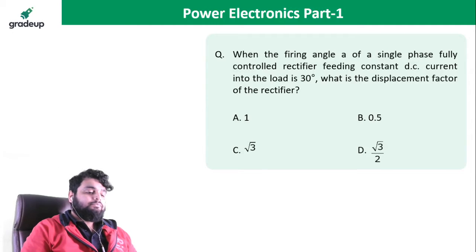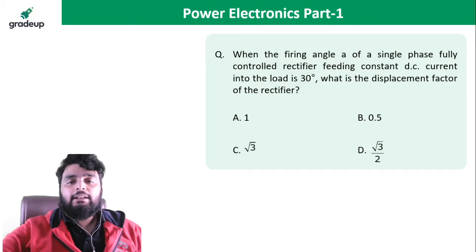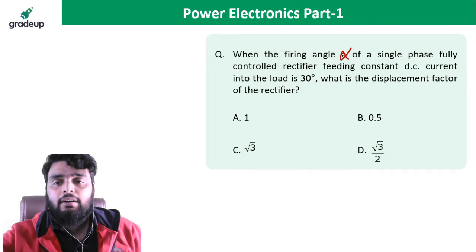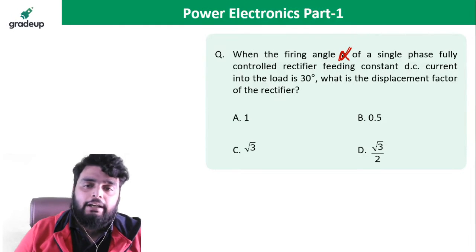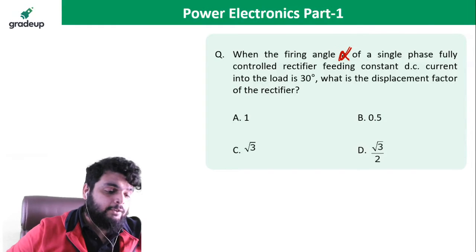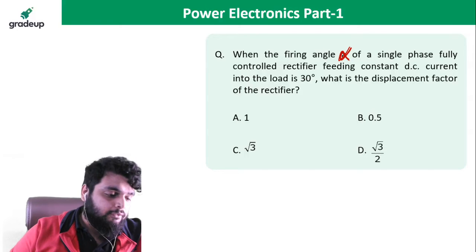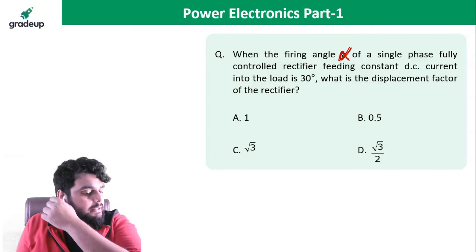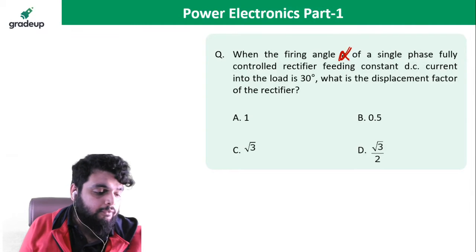Next question. Everyone try this question. When the firing angle alpha, this is alpha, of a single phase fully controlled rectifier feeding constant DC current into the load is 30 degree, what is the displacement factor of the rectifier? Rectifier का displacement factor क्या होगा? Think about it. What is the displacement factor of a rectifier?